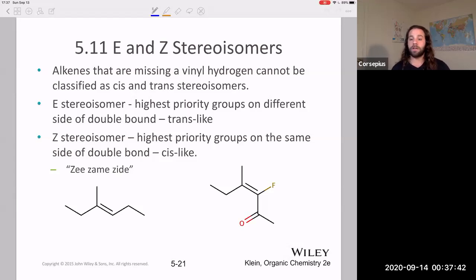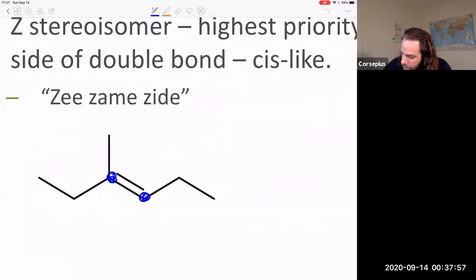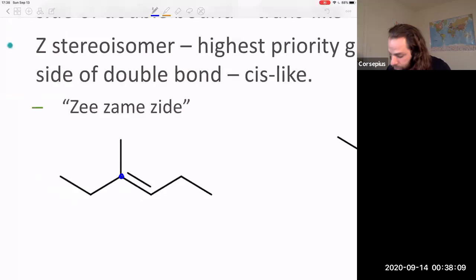Larger alkenes actually cannot be classified as cis or trans. You have to have a vinyl hydrogen, meaning a hydrogen bound to both of these vinyl carbons, in order to get a cis and trans designation. So what about this down here? This vinyl carbon does not have a hydrogen on it, so we can't classify it as cis and trans. Instead, we're going to use this EZ designation.